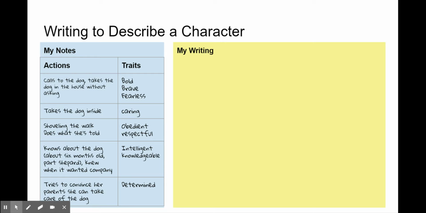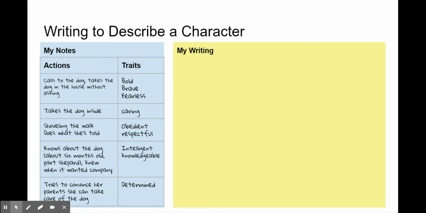One of the first things I notice is that when Doris sees the dog, she calls to the dog and takes the dog in the house without asking. Now, it takes a little bit of bravery to do this because we shouldn't approach strange dogs without some safety concerns in mind. And so she's pretty bold. I put that word there as well because she's reaching out to this dog and she's fearless about it. She doesn't seem to be concerned about, oh, maybe I shouldn't do this. Maybe I should ask my parents first. She just takes charge and makes it happen.